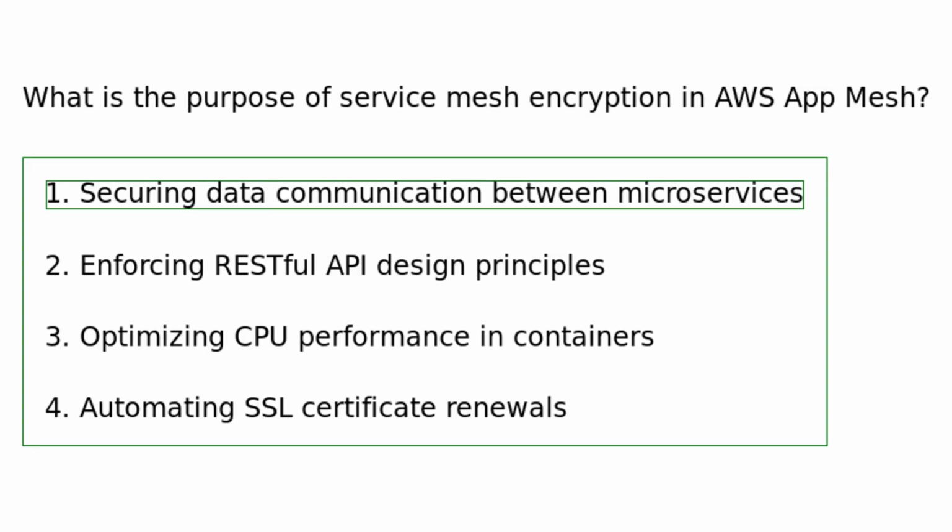Service mesh encryption in AWS App Mesh is used to secure data communication between microservices within the mesh, ensuring data privacy and integrity across the network.